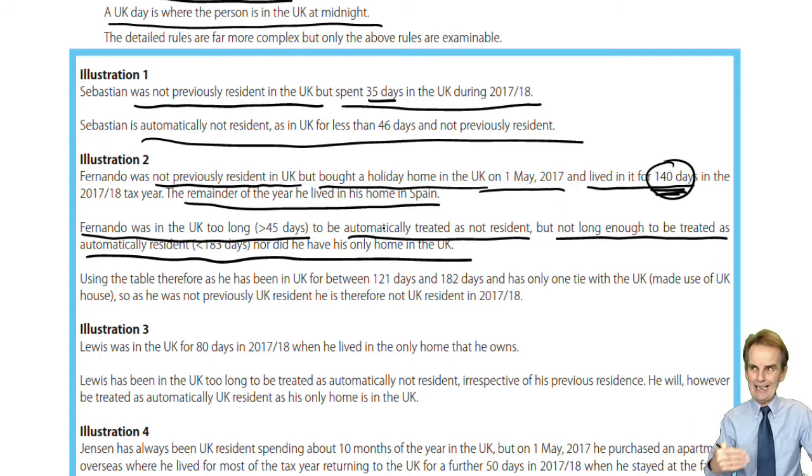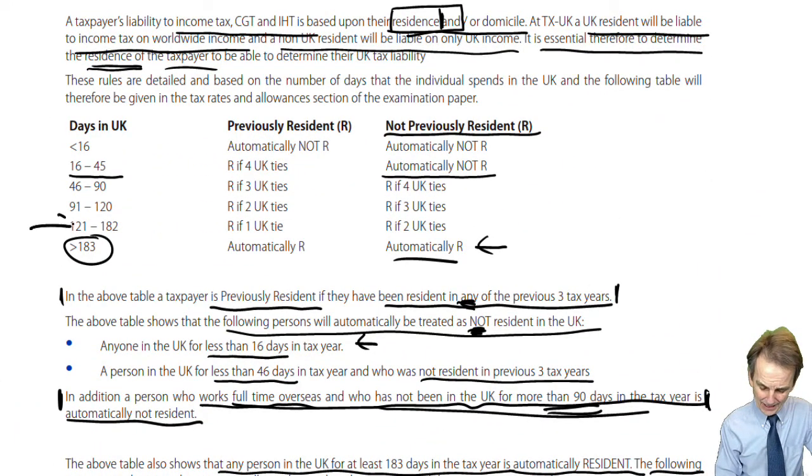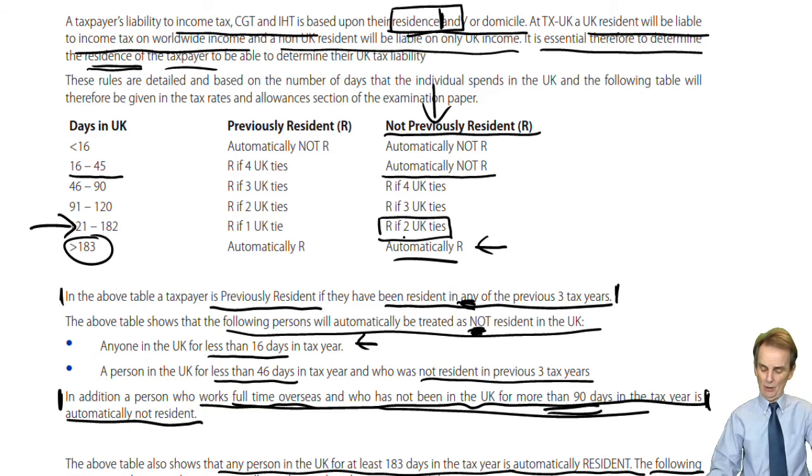He isn't automatically not UK resident. He isn't automatically UK resident. So now it's a question of looking at how many days he was in the UK and how many ties he had within the UK. 140 days comes into that category there, 121 to 182. Was he previously resident? No, he wasn't. Therefore, he will only be resident if he has at least 2 UK ties. Resident if he has 2 UK ties.